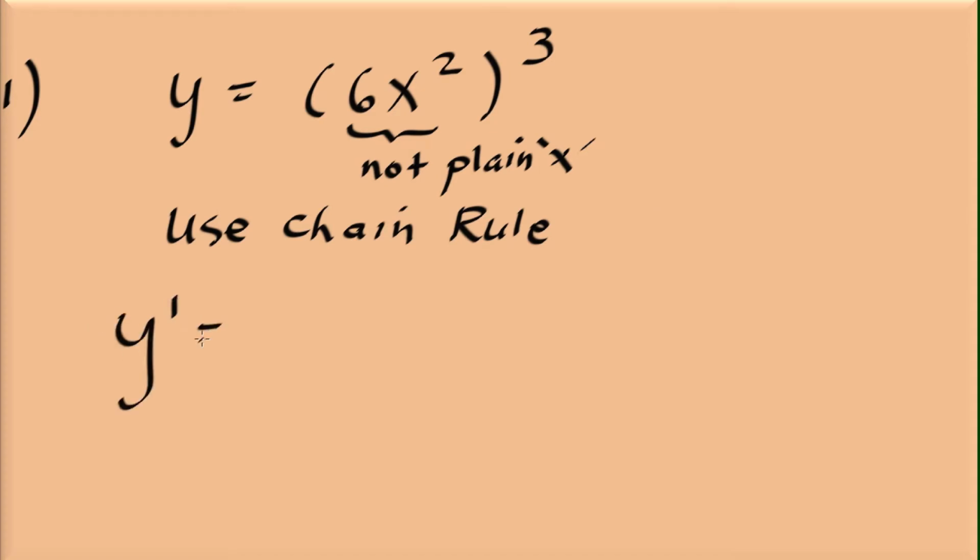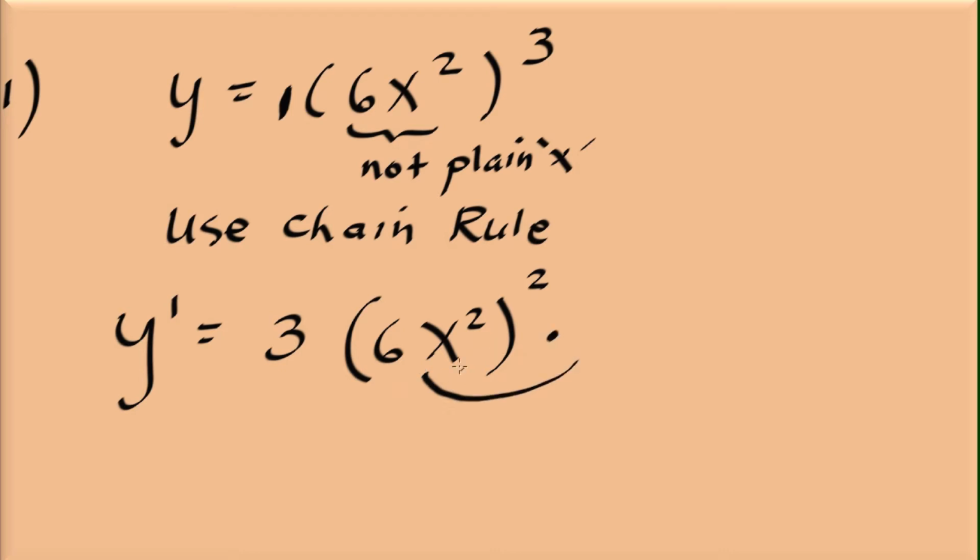So our y prime is going to be what? The coefficient of this quantity is 1, so you multiply 3 times 1, which is 3. Now copy that same base, 6x squared, and then raise it to the 3 minus 1, which is 2. Now because the base is no longer plain x, you have to multiply this by the derivative of this 6x squared, and the derivative is 12x to the first power. All right, that's it. You just have to simplify.